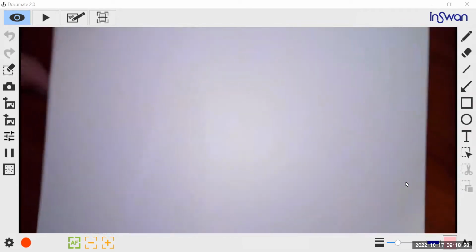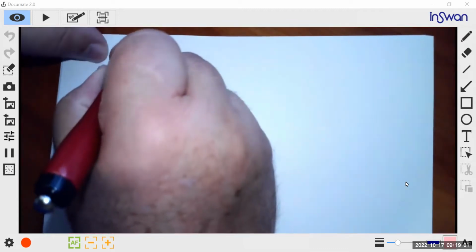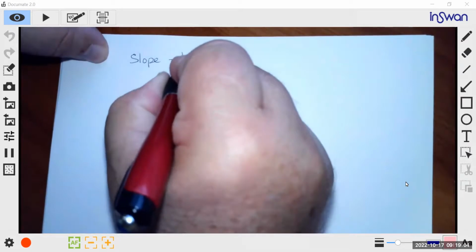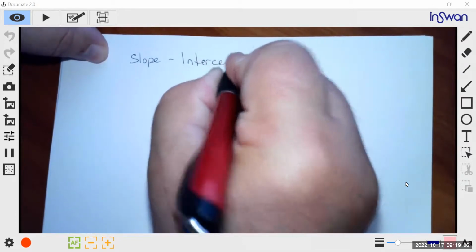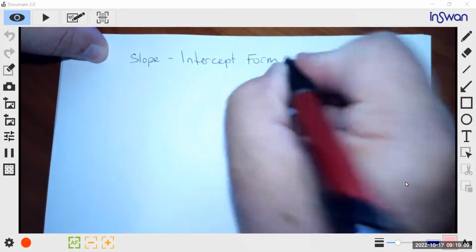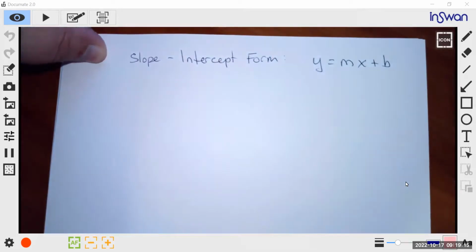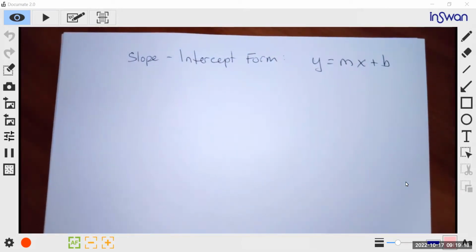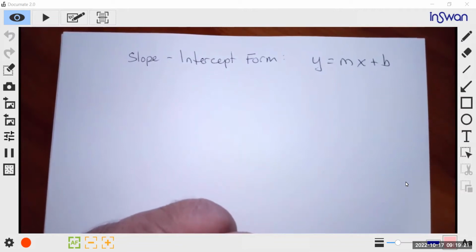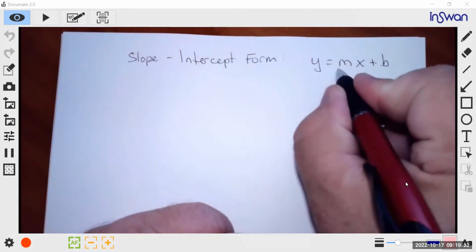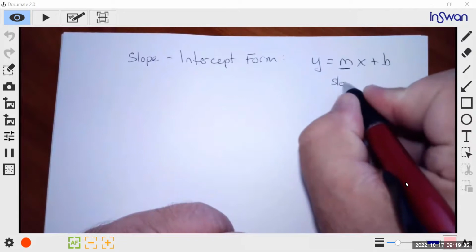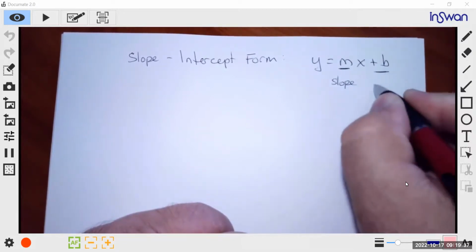So what we're looking at here is this. This is called the slope intercept form of a line. y equals mx plus b, because m is your slope and the b is your y-intercept.